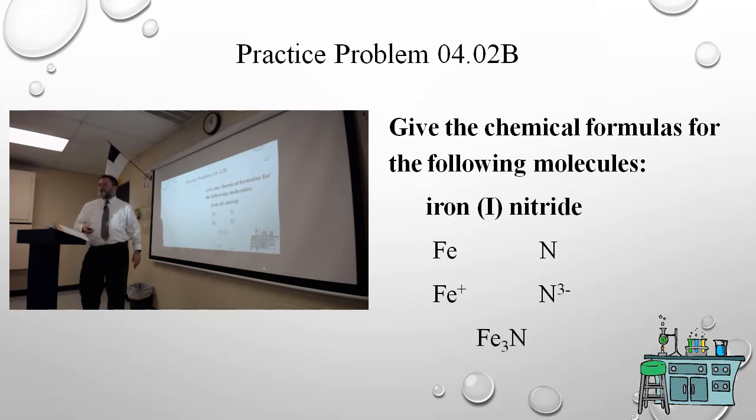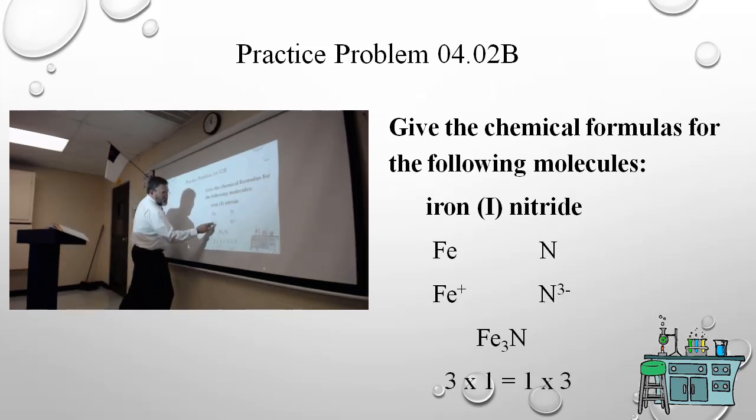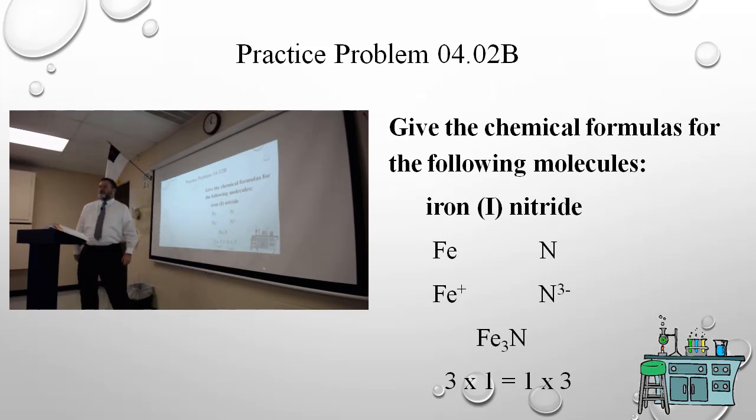Fe3N. Let's check it. 3 ions at +1 equals 1 ion at 3 negative? Yes, it's true. We're done. Fe3N for iron 1 nitride. Pass it. Here we go. Who hasn't had it yet? Nobody? Here we go.